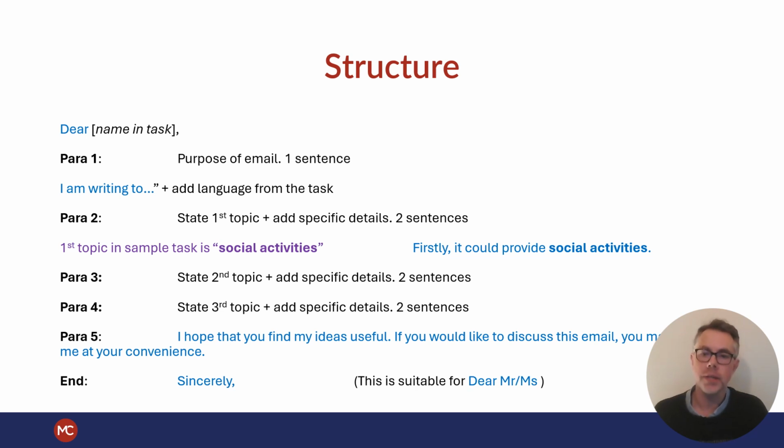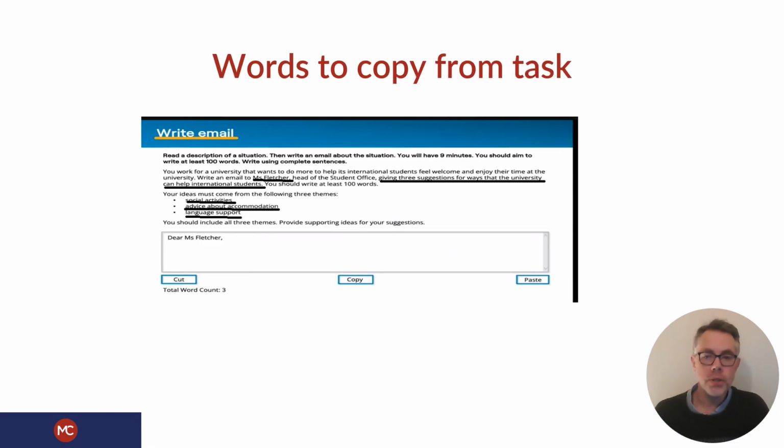Paragraph 5, fixed text. This should work for most tasks, at least the ones that we know so far that are definitely suggestion tasks. I hope that you find my ideas useful. If you would like to discuss this email, you may contact me at your convenience. Sincerely, comma, that does the job. If you have to write to the Mr. or Ms., okay, formal, semi-formal. So the words to copy from the task are the name, the purpose, and the 3 themes. Okay, name, purpose, 3 themes.